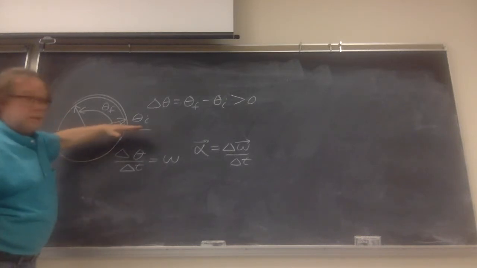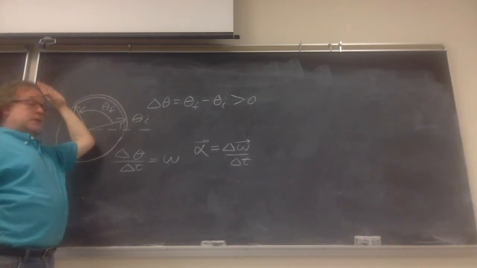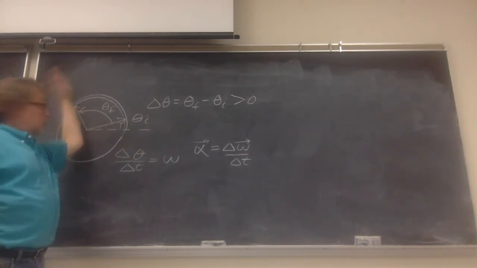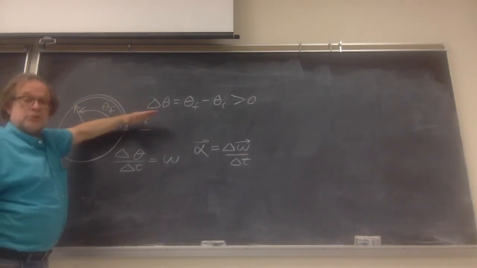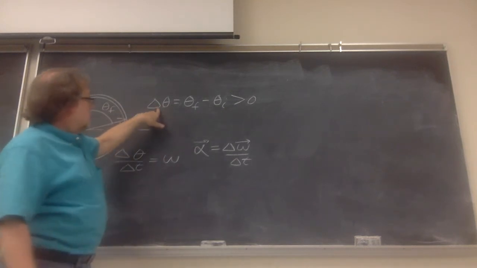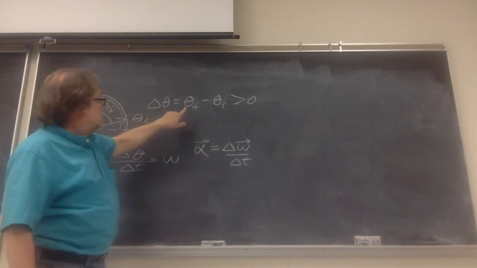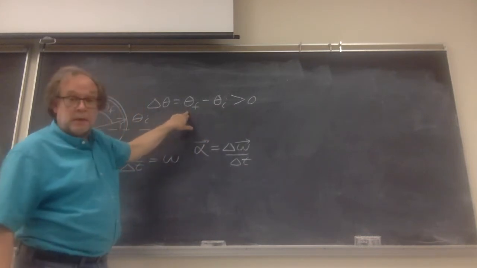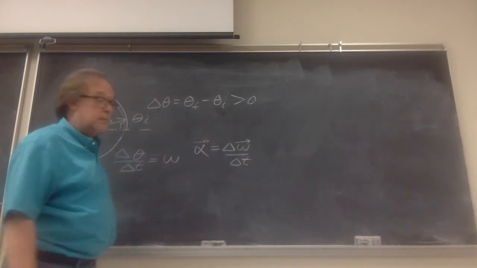So theta final is a more positive, bigger angle, and theta initial is a smaller, less positive angle. So the angular displacement, the change between the final and initial values of the angle, is positive. Right? This is a bigger positive number. This is a smaller positive number.